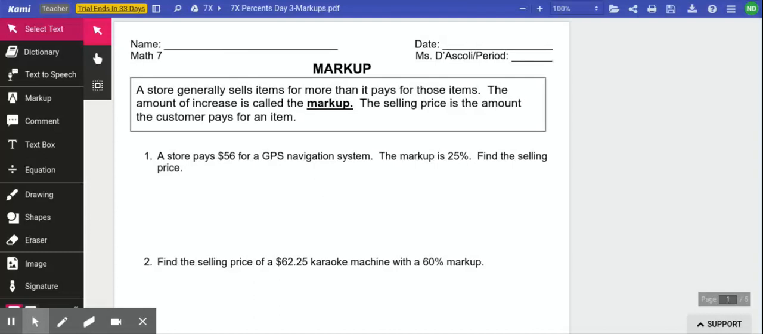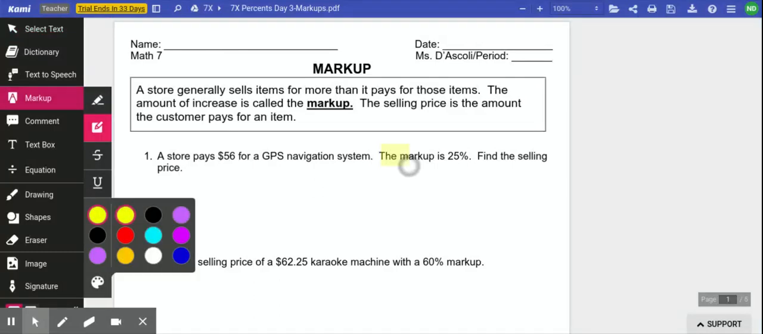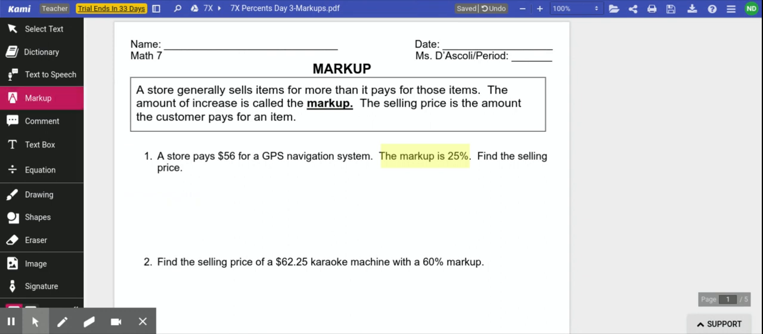Number 1 says, a store pays $56 for a GPS navigation system. The markup is 25%. Find the selling price. So the key word here in this question is the fact that the markup is 25%. I know that I am marking up, or I am increasing the price of this GPS by a rate of 25%. So I have to first figure out, well, how much money is this GPS increasing in dollars? Like, what is 25% of 56? So again, I'm finding the percent of a number.